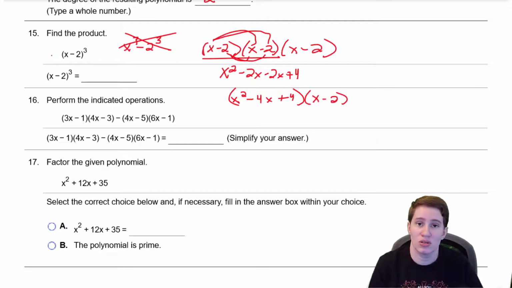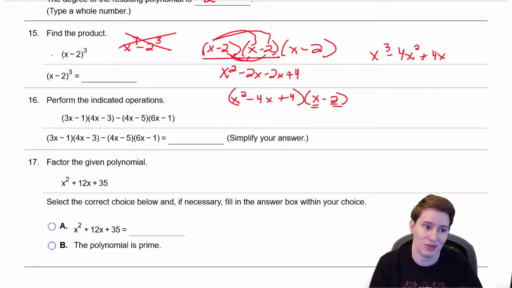So now we distribute the x through all three of these and then negative 2 through all these. Or you could do it the other way and distribute the first parentheses into the second, whichever one makes more sense to you. So I'm going to distribute this x and get x cubed minus 4x squared plus 4x, and then I'm going to distribute the negative 2. I'm going to write it underneath this so that, whoops, I skipped something. And I caught it because of how I'm writing it.